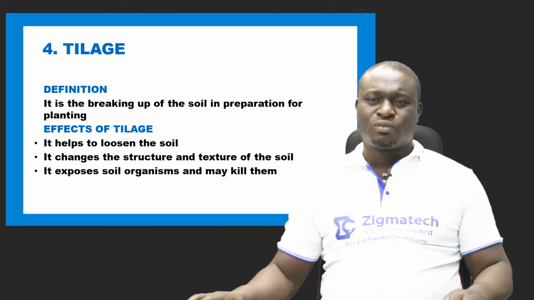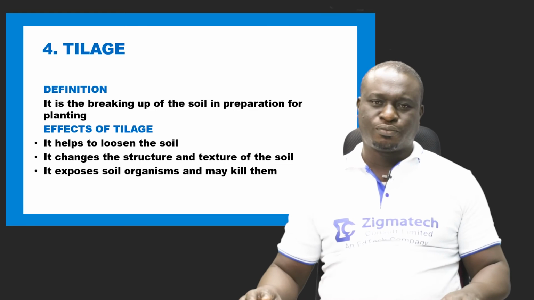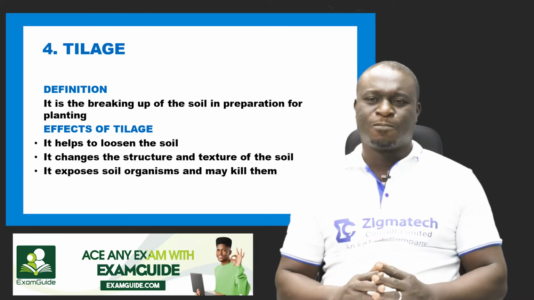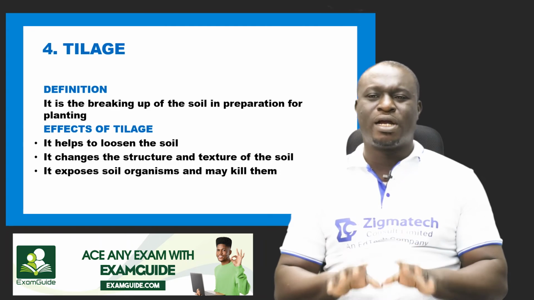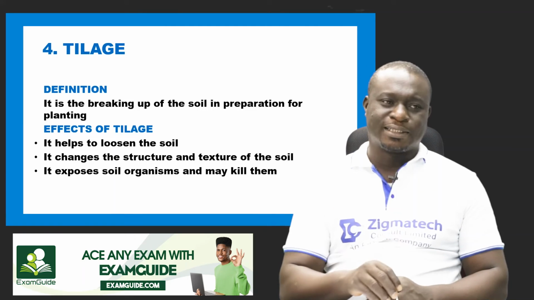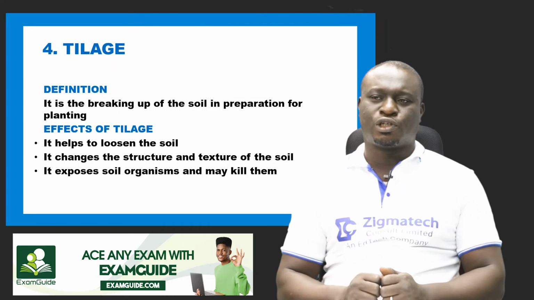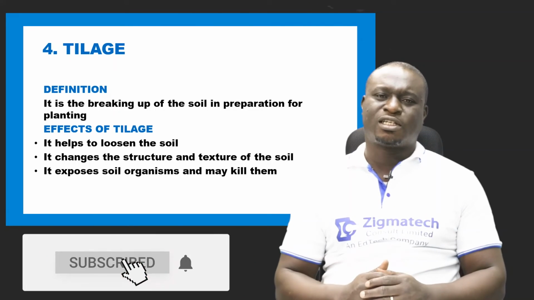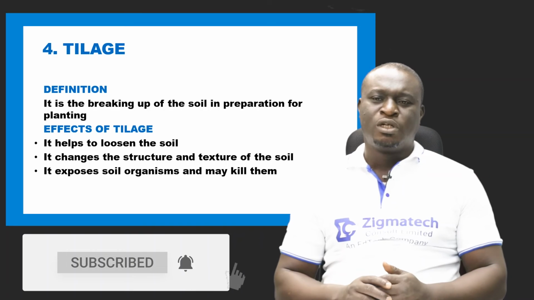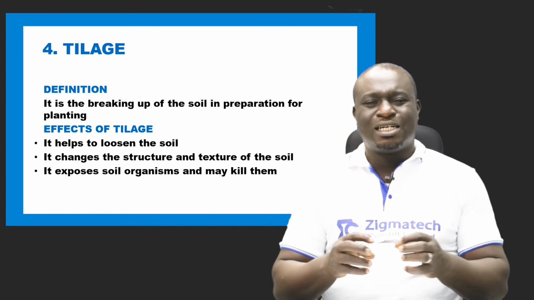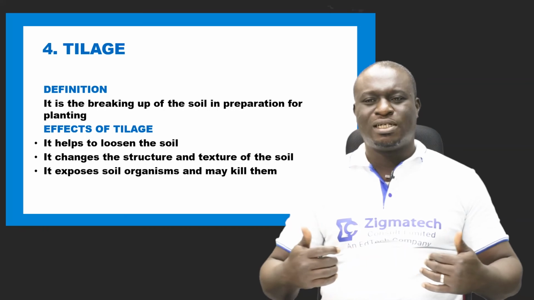Number 4 is what we call tillage. By definition, tillage is simply the breaking up of the soil in preparation for planting. Now, some of the effects of breaking up the soil in preparation for planting is that it helps to loosen the soil.